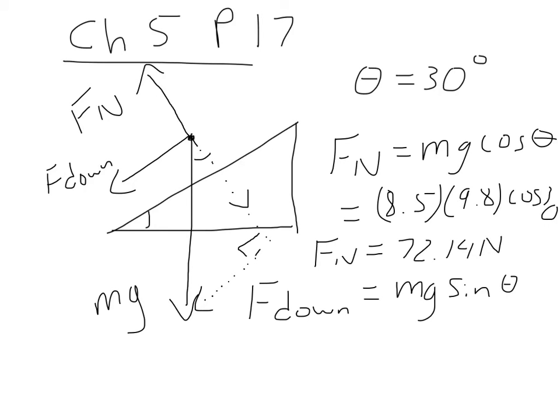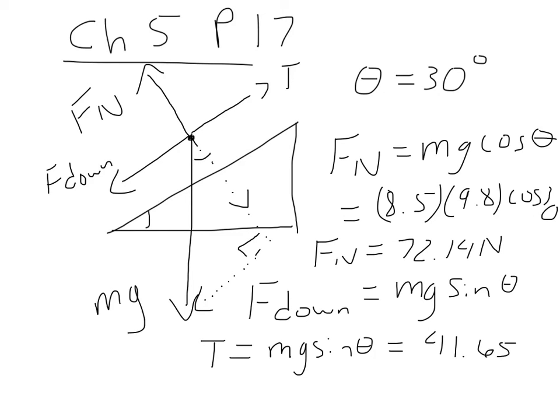And now they're also asking for the tension in the cord. If I go back to my free body diagram, I notice that there's going to be this tension up here. That tension in the cord is going to counteract the force down the incline. So if I solve for the force down the incline, I am also solving for the tension in the cord. So the tension in the cord is also equal to F down. That's mg times the sine of theta. And so now if you substitute in your values, you're going to get 41.65 newtons. M is 8.5, g is 9.8, and you're looking for the sine of 30.